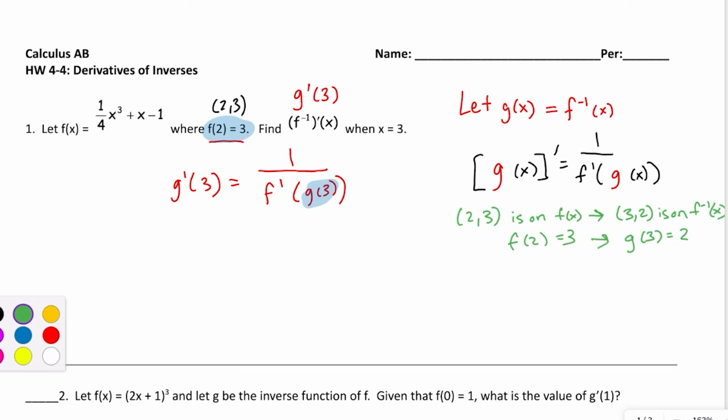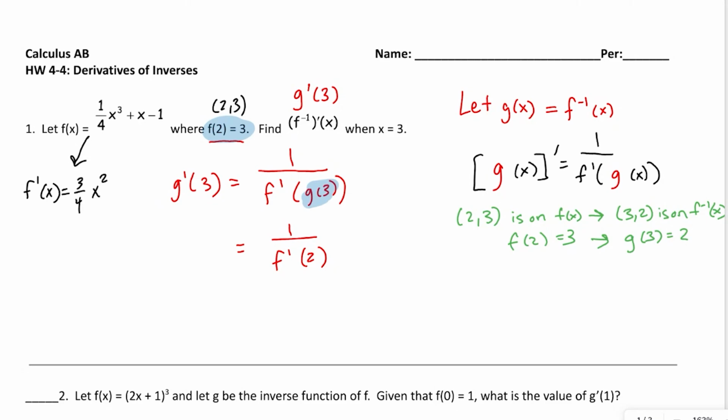Okay, so that's how we're going to evaluate g of 3. But then we need to evaluate the derivative of f at that number. So let's simplify at least that first part first. The g of 3 is going to be 2, and so we need to find f prime of 2. Now, f is given initially as 1/4 x cubed plus x minus 1. We can use the power rule to find f prime. 3 times 1/4 would be 3/4, so 3/4 x squared plus 1.